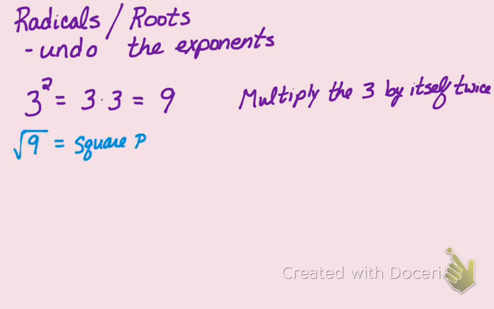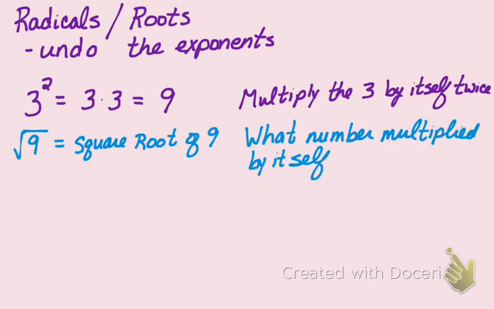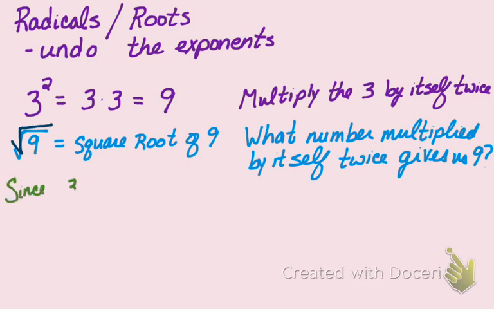When I talk about the square root of 9, I'm asking for what number multiplied by itself gives us 9. So this radical sign is our square root symbol. And that's just saying find what number multiplied by itself gives us 9. And since 3 times 3 equals 9, we say that the square root of 9 equals 3.